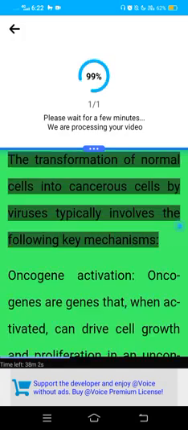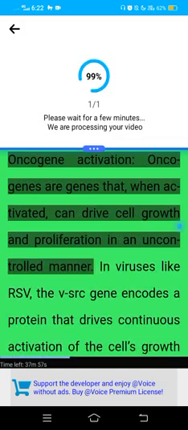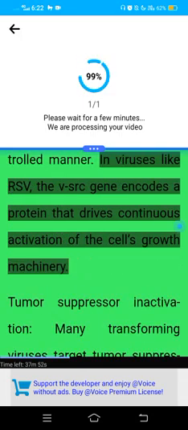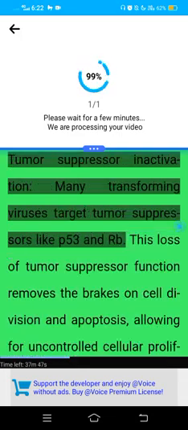Mechanisms of transformation. The transformation of normal cells into cancerous cells by viruses typically involves the following key mechanisms. Oncogene activation. Oncogenes are genes that, when activated, can drive cell growth and proliferation in an uncontrolled manner. In viruses like RSV, the v-SRC gene encodes a protein that drives continuous activation of the cell's growth machinery.